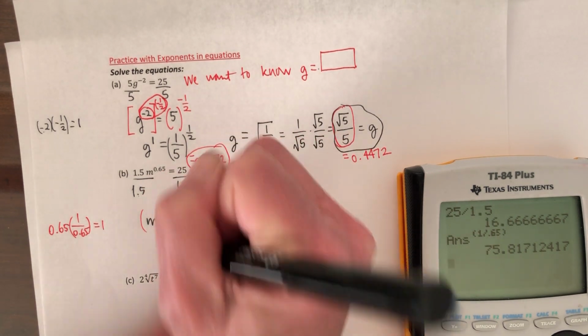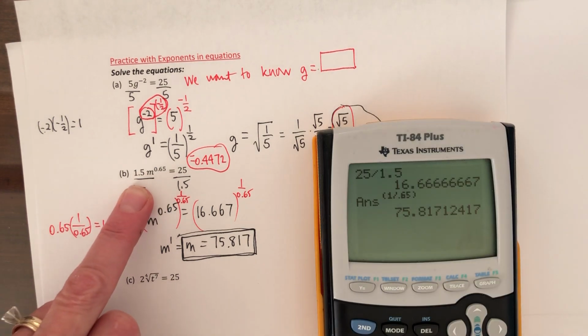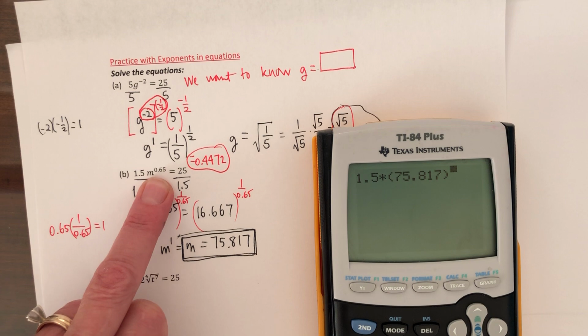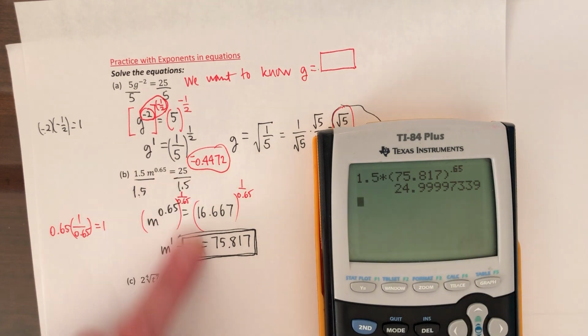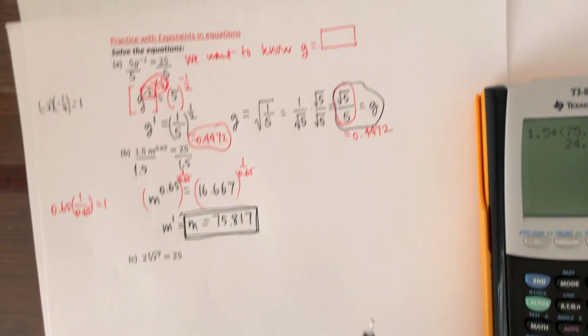I'm just going to do a little double check here, just to make sure I didn't type anything in wrong. So let's see here, 1.5 times what I found was the answer, 75.817, raised to the 0.65. When I hit enter, I really hope it's 25. Yep, it is. Round it up. Good. Okay, so this next one is a little bit new.